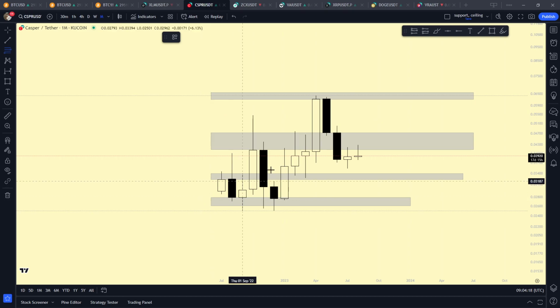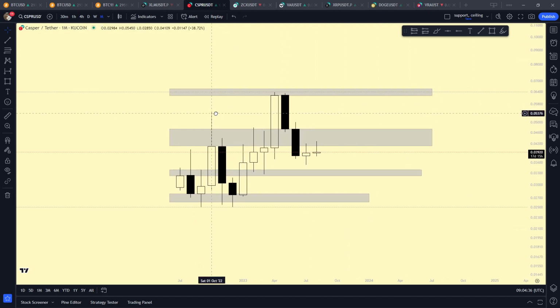We know that the market is made out of ICIs, so it's an impulse, correction, and an impulse, right? On the monthly time frame, we cannot really identify those very well, but on lower time frames we can. So let's move on to a weekly time frame of Casper.